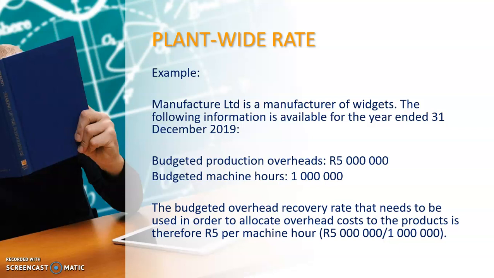Okay, we said Manufacturer Limited is a manufacturer of widgets. The following information is available for the year ended 31 December 2019. Our budgeted production overheads are 5 million rand. Our budgeted machine hours are 1 million. The budgeted overhead recovery rate that needs to be used in order to allocate our overhead costs to the product is therefore 5 rand per machine hour. That's pretty straightforward, easy to calculate.